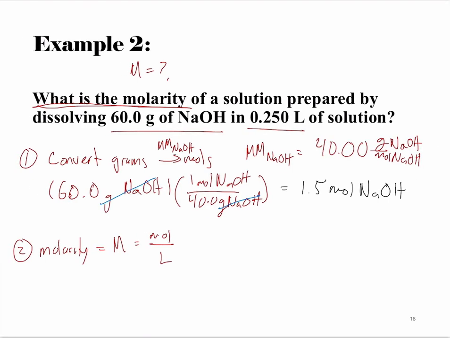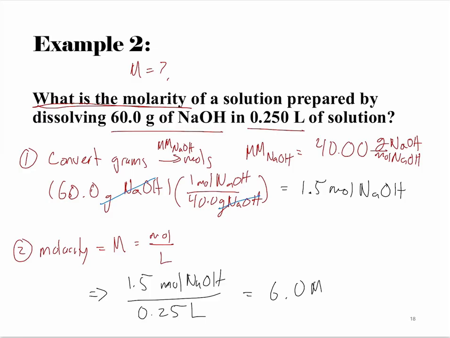All right, so you get the number of moles, and then what do you do? Yep, we plug it into our formula, so that means that we have 1.5 moles of NaOH over 0.25 liters. And so 1.5 times 4 is what? 6. 6 moles NaOH per 1 liter, which is the same thing as saying a 6.0 molar solution.